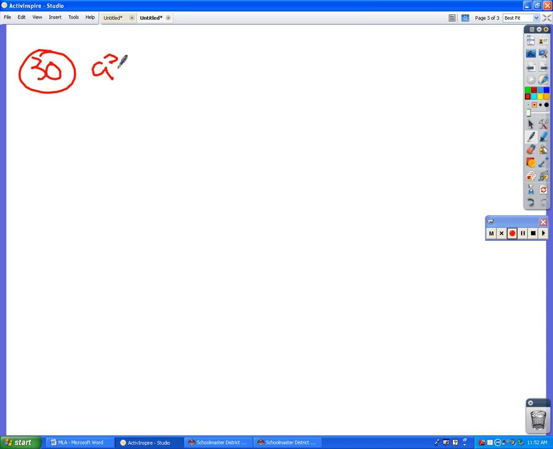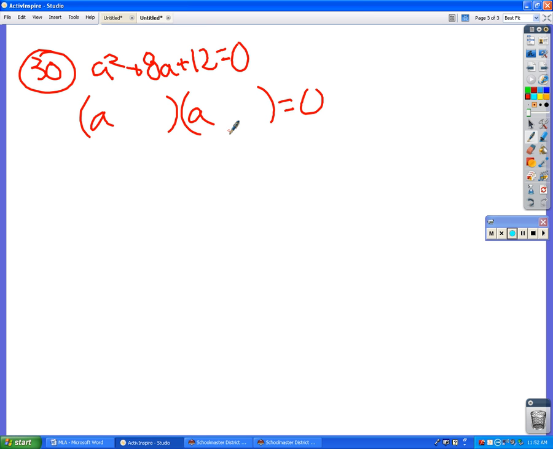Should be pretty simple because there's no number in front. So this is just a straight up one where you go parentheses, parentheses. And I need to come up with two numbers that multiply together to give me 12 and add to give me 8. Nate? What are they? Multiply to 12, add to 8. Oh, you're off your game today. 6 and 2.